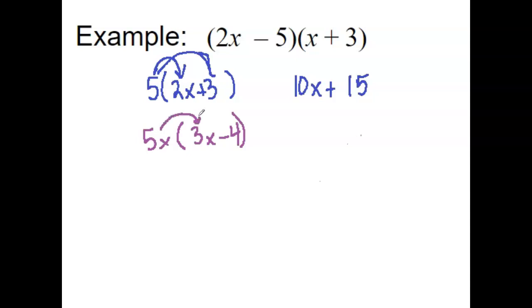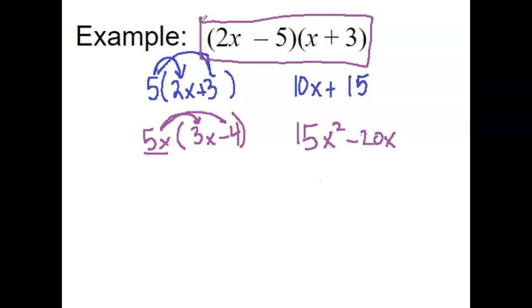5x times 3x is going to be, well, 5 times 3 is 15. And we have x times x, so it's 15x squared. And then 5x times the negative 4 would be negative 20x. This type of problem is basically the same thing, but instead of having just one thing in front of a set of parentheses, there's a couple things in front of the parentheses. We're going to treat it the exact same way though.